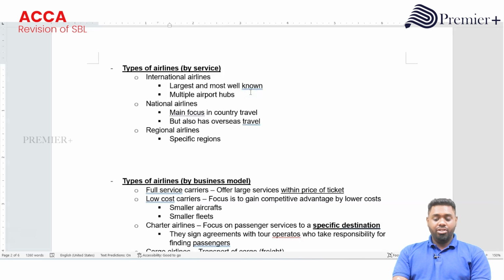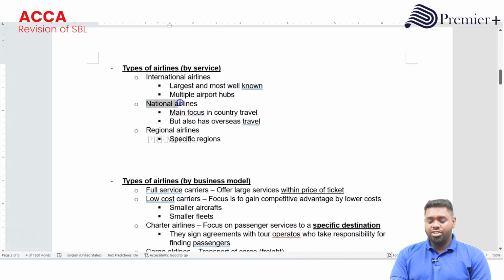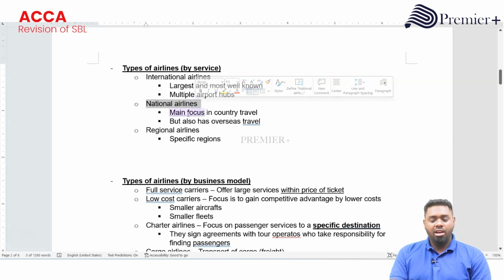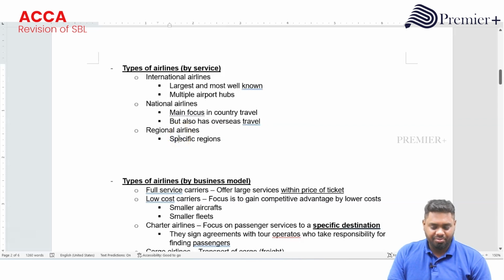They constitute the majority and are also most well known, and have multiple airport hubs obviously for them to travel from country to country. And we have national airlines. For national airlines, the main focus is on traveling within the country, but they also facilitate international or overseas travels. Regional airlines is basically where the airlines are only present for specific regions.